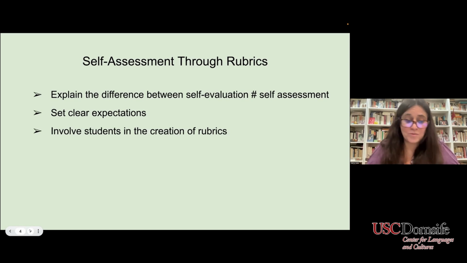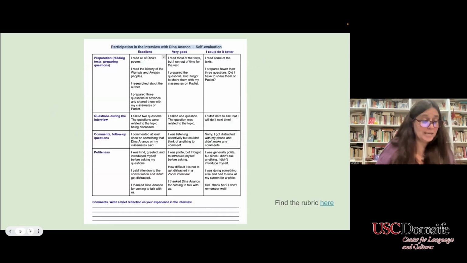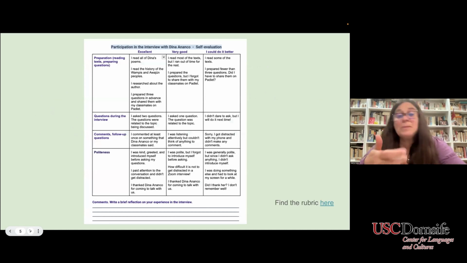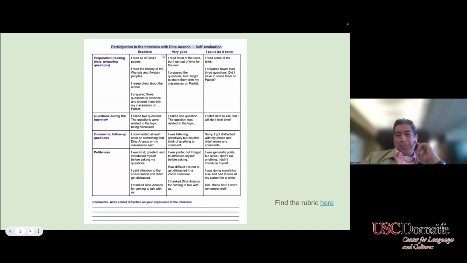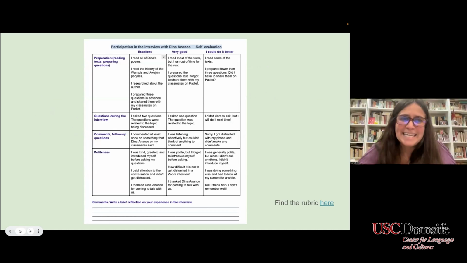So if they create a rubric, they also own the expectations, and it proved to be super successful in my classroom. So I want to share with you one simple rubric made by my students, and while doing it, they were preparing for a successful experience. Okay, you can see here that they decided on 4 categories: preparing in advance, the questions they made during the interview, follow-up questions, and politeness was a big category, and 4 performances: excellent, very good, and it could do better. And if you can see, they use some humor here.